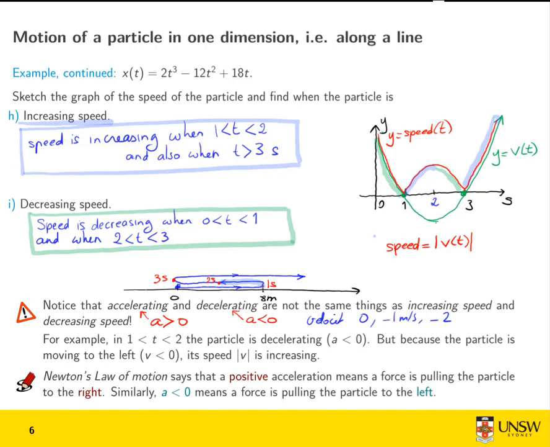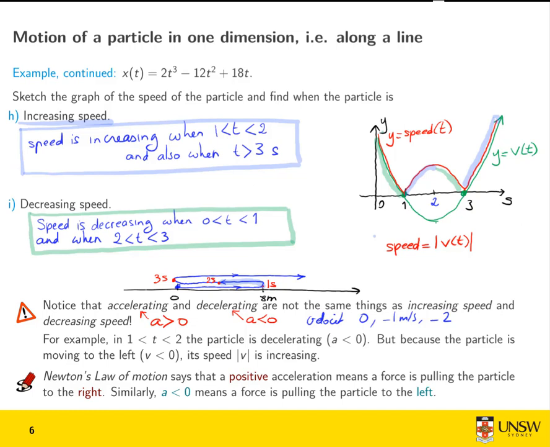Now, when the particle is here, its speed is 0, and then it starts moving to the left faster and faster. And if it moves faster and faster, indeed, its speed is increasing. So there's no contradiction with math. The problem is there's a conflict with the way we use the words in everyday language.